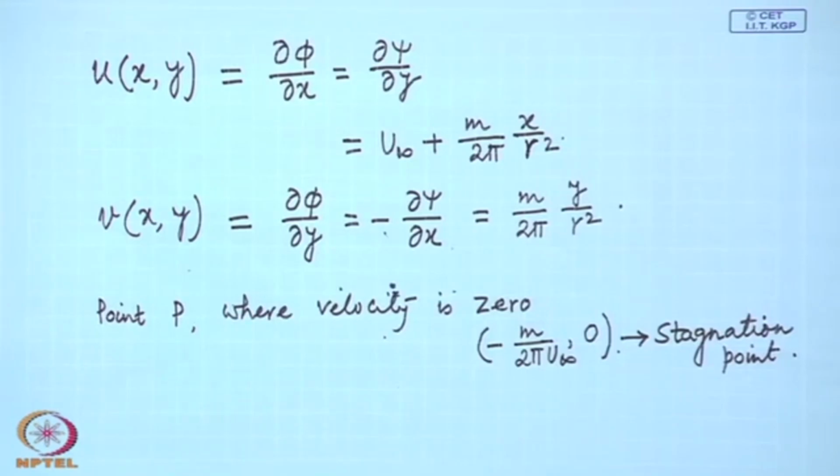The point at which the velocity is 0 is the stagnation point, and all other properties associated with that point are called stagnation properties. Like the pressure at the stagnation point is called stagnation pressure, density at that stagnation point is called stagnation density, temperature at the stagnation point is called stagnation temperature.